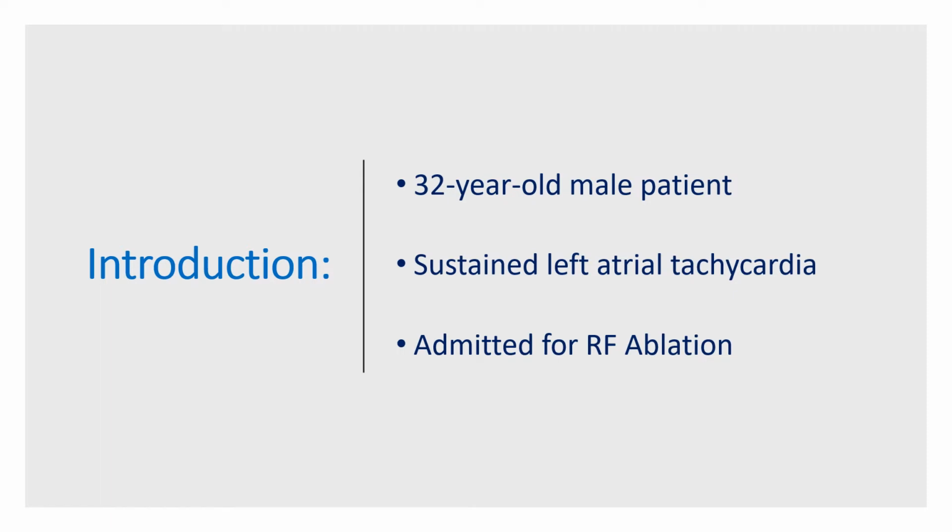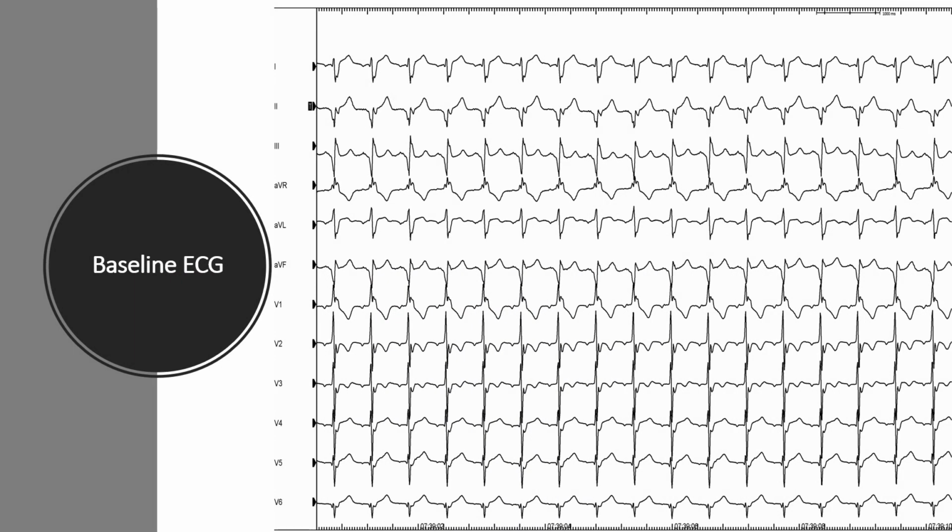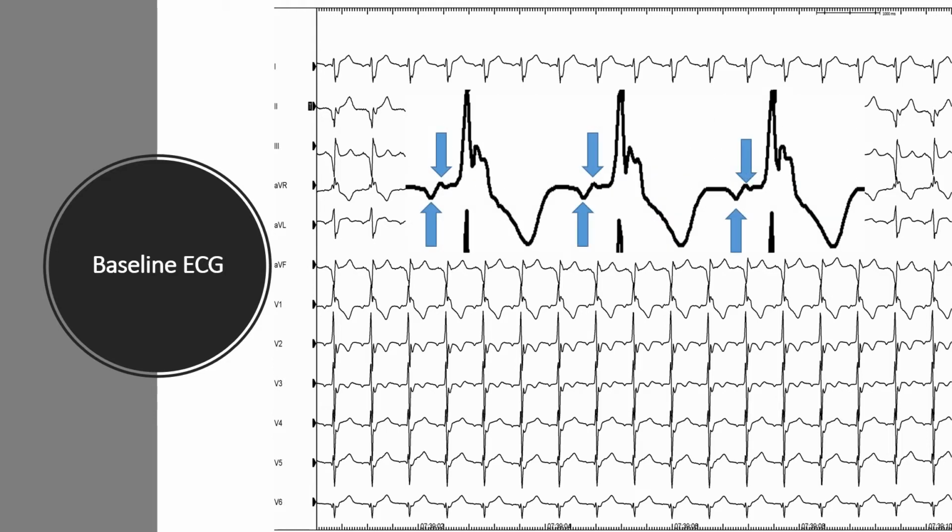This is a 32-year-old man with sustained left atrial tachycardia who was admitted for EP study and RF ablation. So, here is the 12-lead ECG of the patient. At the first glance, we may see negative P waves in V1 to V6, which suggests an origin from the right atrium. But let's have a closer look at V1. Here we have a negative positive P wave actually, which suggests an origin from the left atrium.